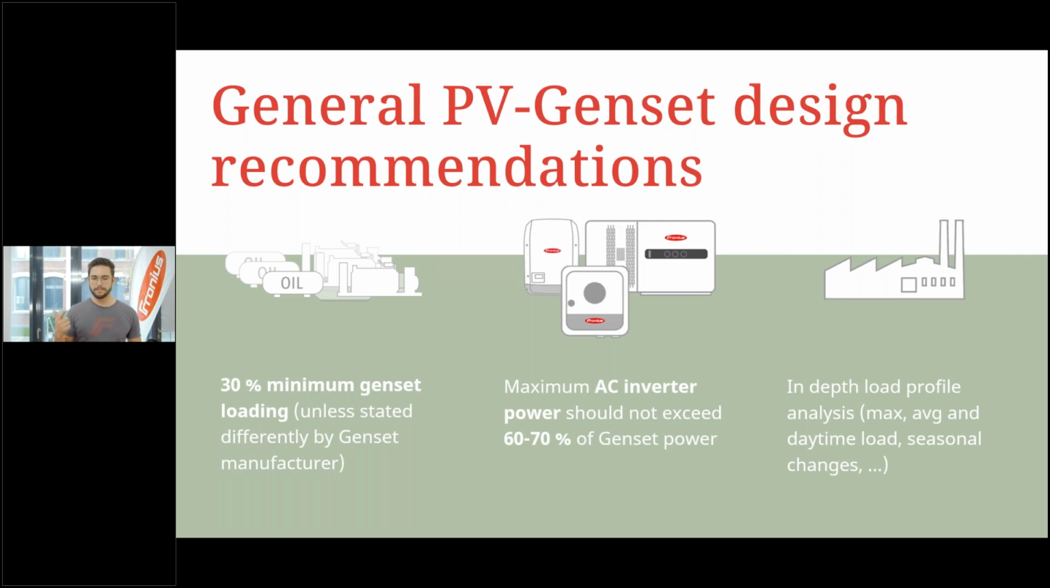The second topic would be the maximum AC inverter power should not exceed 60 to 70%. Again, you can see the link to the 30% of the genset. That's the reason why we don't want to cover too much of the load that we have in order for the genset to always run at a minimum genset loading. And the third part listed in this screen is you should have an in-depth load profile analysis available. So what's the maximum power occurring? What's the average? The daytime load? Is there seasonal changes, for example? So this has to be known by you in order to do a good planning of the system.